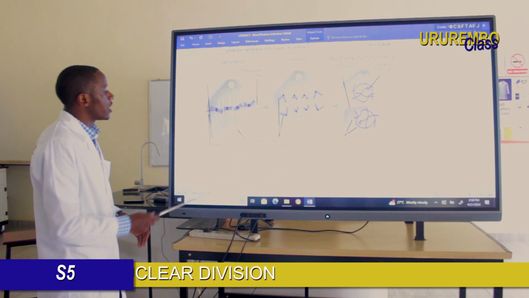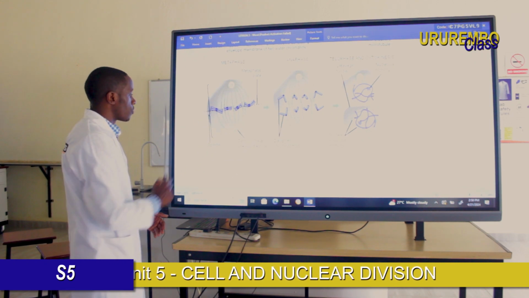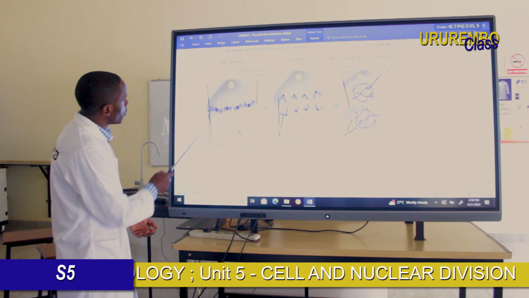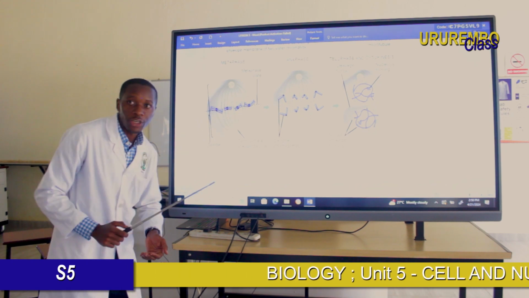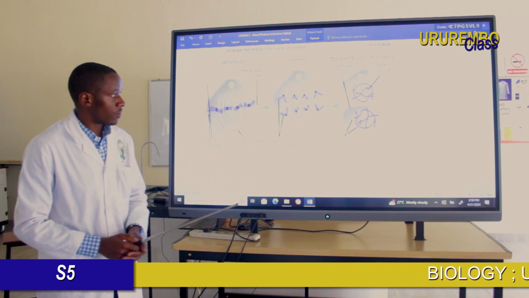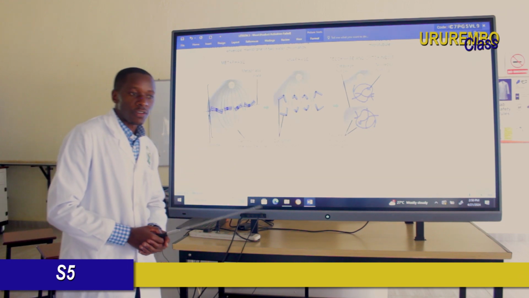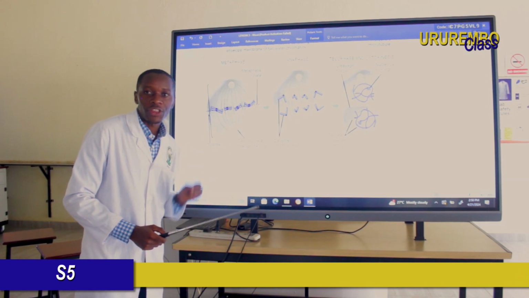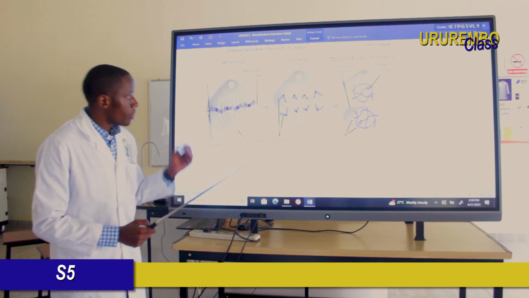Then you find the centrosomes at one spindle pole, and the next one as well. Then you find the spindle fibers. These are the spindle fibers attached to the centromere of each chromosome. Next is called the anaphase. After metaphase, there is the anaphase. Anaphase is characterized by the splitting of chromosomes into chromatids.